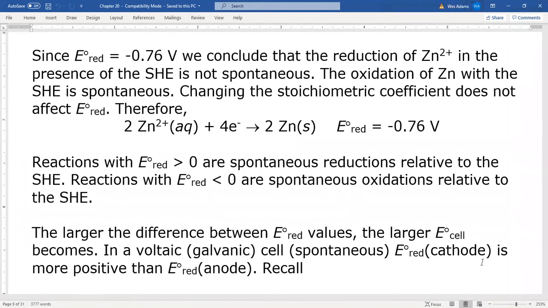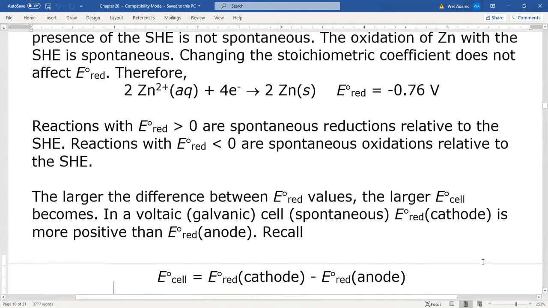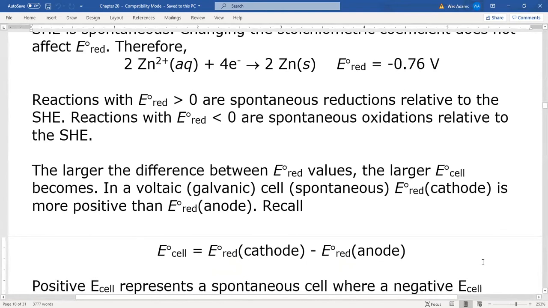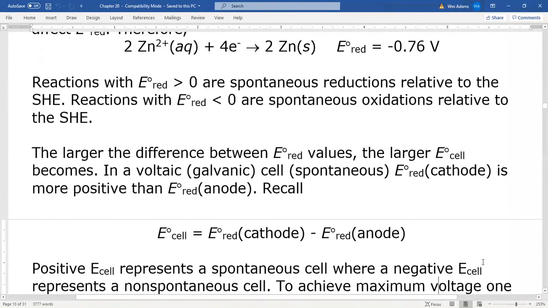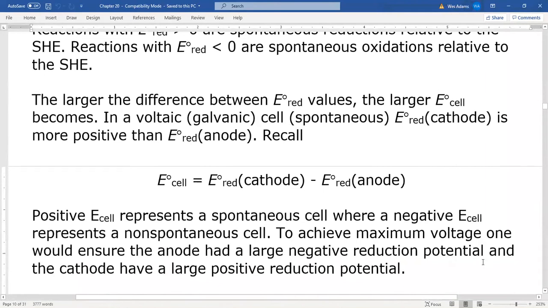So if you want it to be galvanic or voltaic, the E standard reduction is going to be more positive, or at least less negative, than that of the anode. You want those values to be biggest and most apart if you want to get a large voltage. Noting the equation where you're taking the difference between those reduction potentials to get the cell potential. So a positive E cell represents a spontaneous cell, where you've got a galvanic or voltaic cell. A negative E cell represents a non-spontaneous cell, or that would be an electrolytic cell, which we'll talk about maybe a little later.